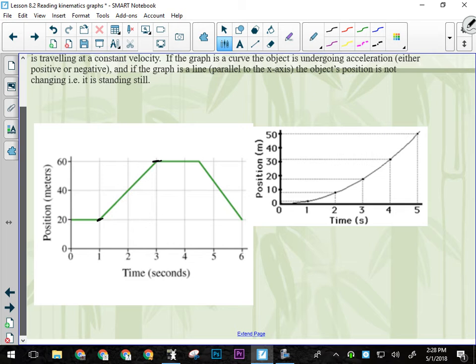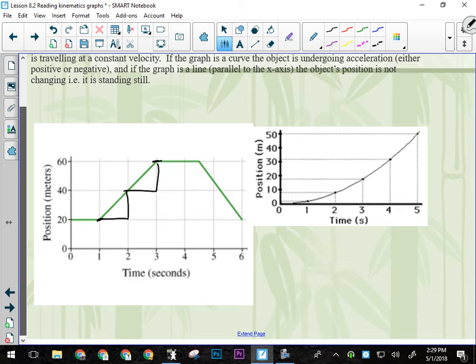Okay? Each second, how far does it go? Between 1 and 2 seconds, it goes 20, right? And between 2 and 3 seconds, it goes another 20. Did it go the same distance every second? Yeah. Then it's traveling at a constant velocity. Okay? It's not accelerating. It went 20 meters each second. So this is showing something traveling at a constant velocity.